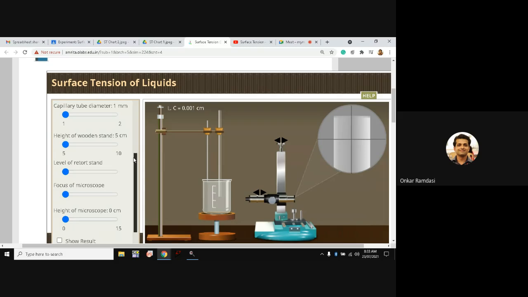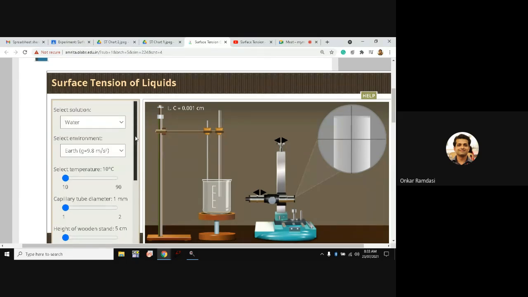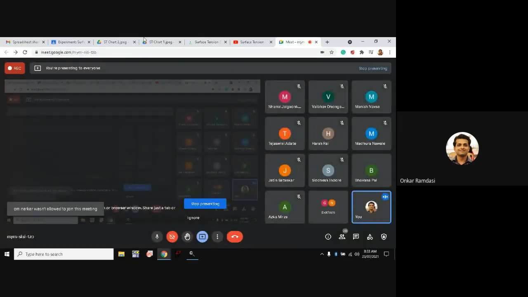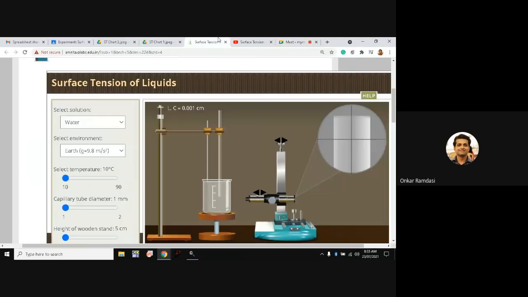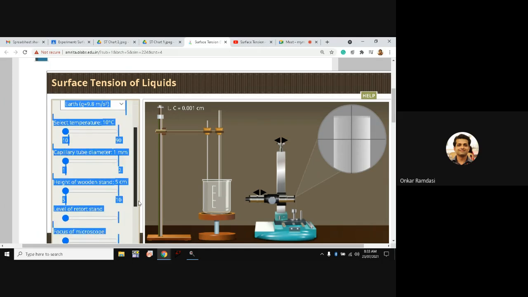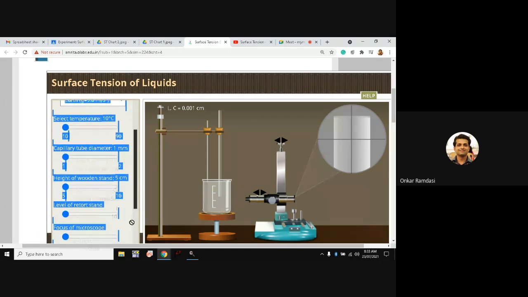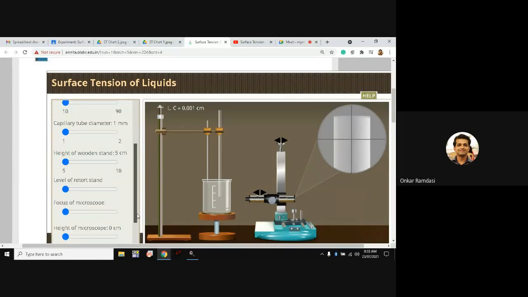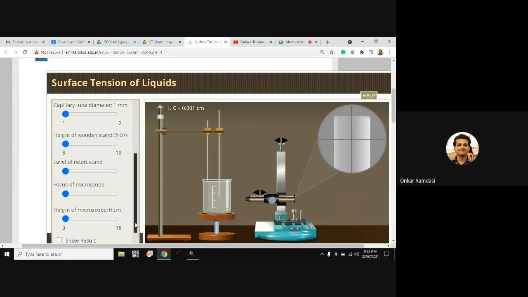Now, as I mentioned, first condition, whatever I am doing, is select temperature. Just wait. Select temperature as 10 degrees Celsius, not 10 centimeter. Kepler tube diameter, I'm keeping it fixed. Height of wooden stand fixed. Retort stand fixed. Focus of microscope, I have just minimized so that you will get a sharp, clear image.